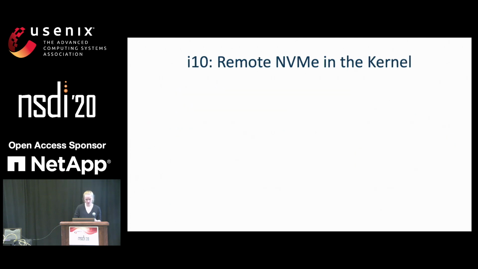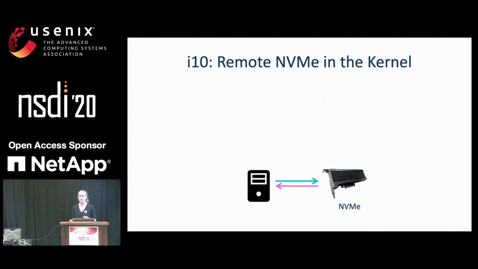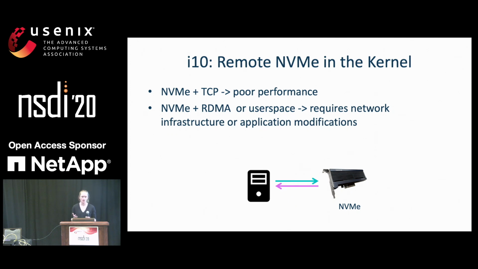The next paper in the session is I-10, and I-10 looks at the problem of accessing NVMe devices over the network. So they say if you want to access NVMe over the network using TCP, you get really poor performance. Alternatively, you could access NVMe over the network using RDMA or a user-space network stack.